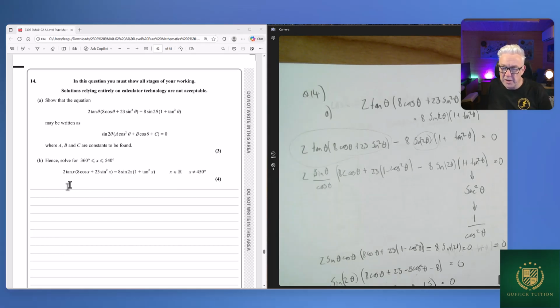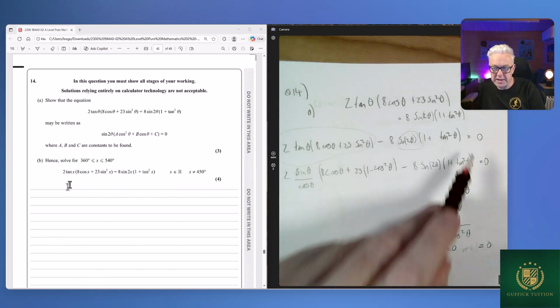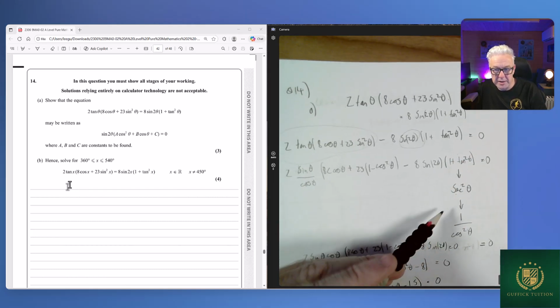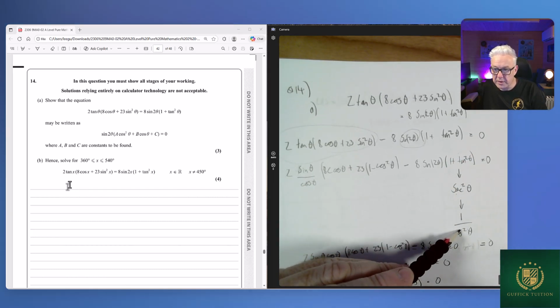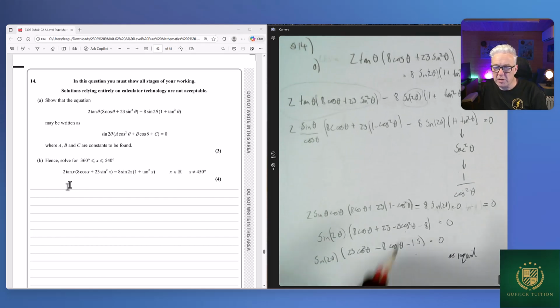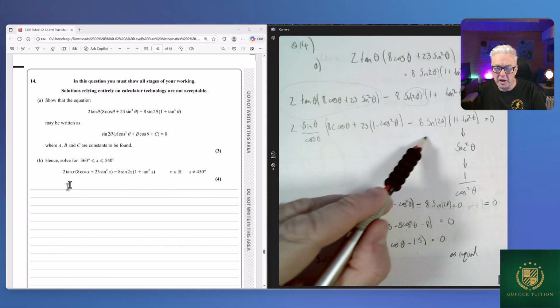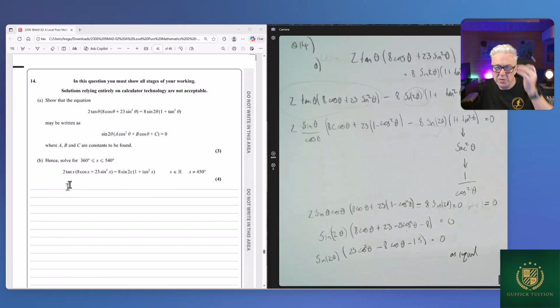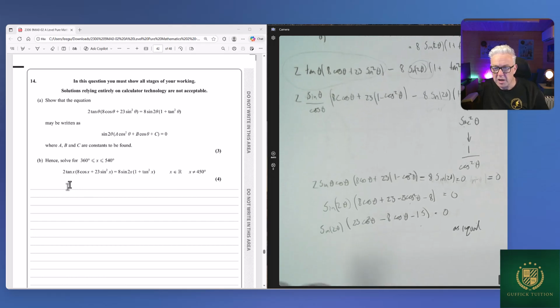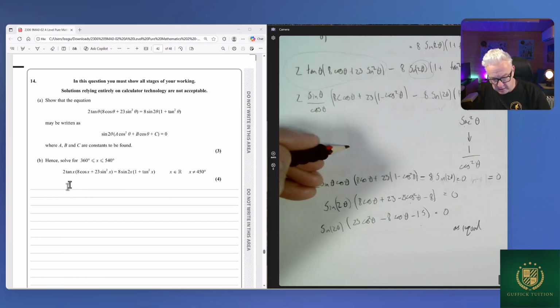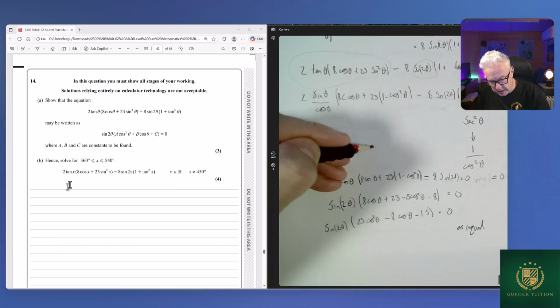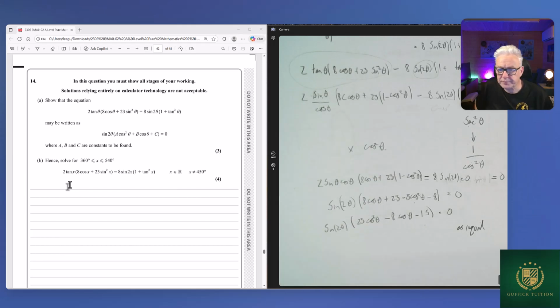Okay. The next thing to notice is that 1 add tan squared is sec squared, and that sec squared is 1 over cos squared. So therefore you can basically think of that as 8 sine 2 theta over cos squared, which means that what we can do is multiply both sides of the equation now by cos squared. So I'm going to write down here, let's times both sides of the equation now by cos squared theta.